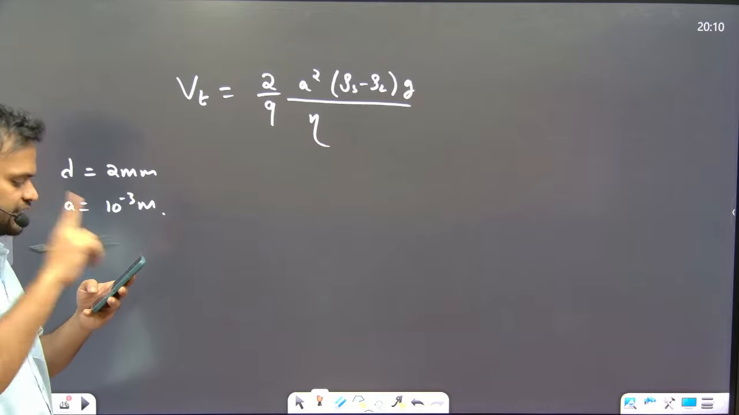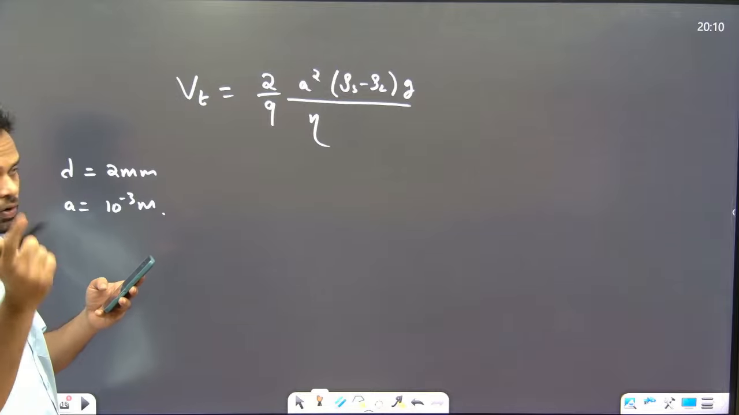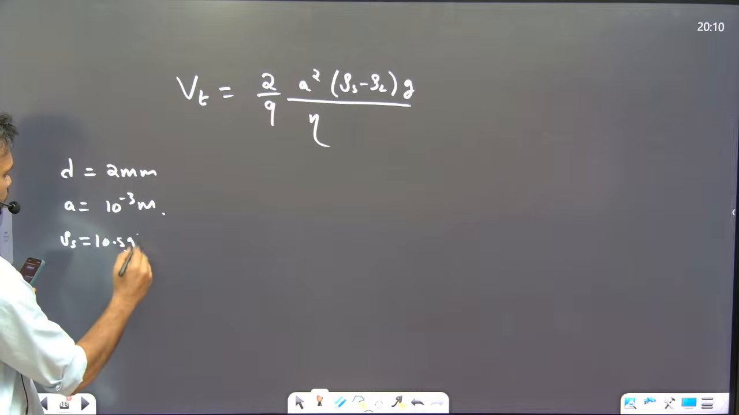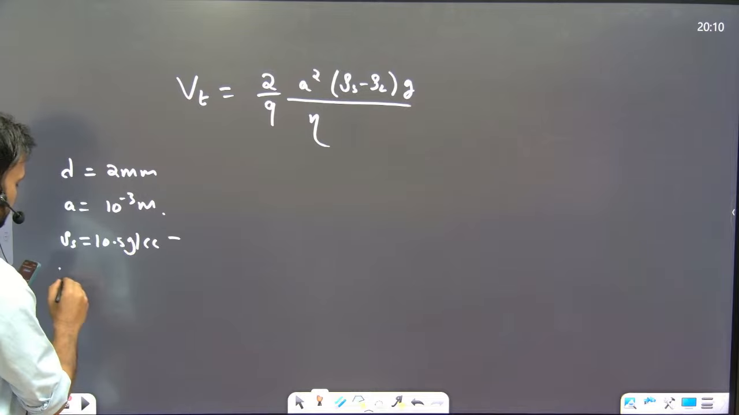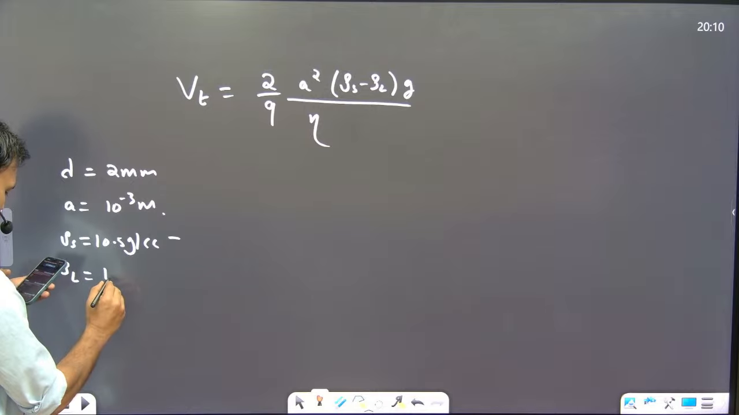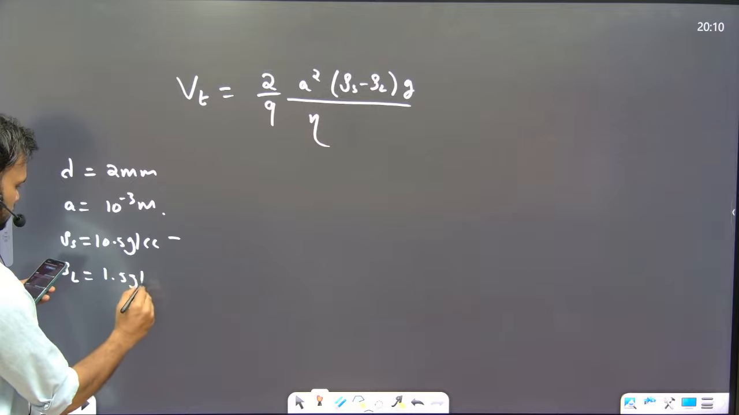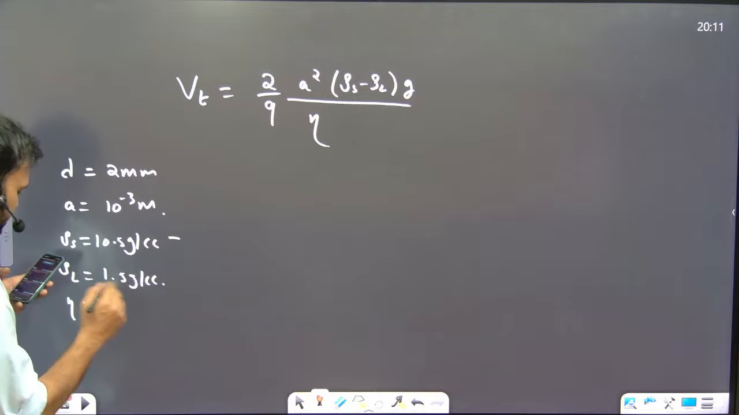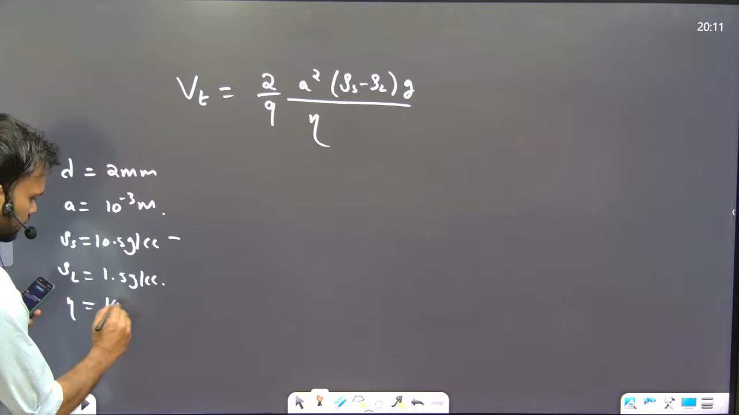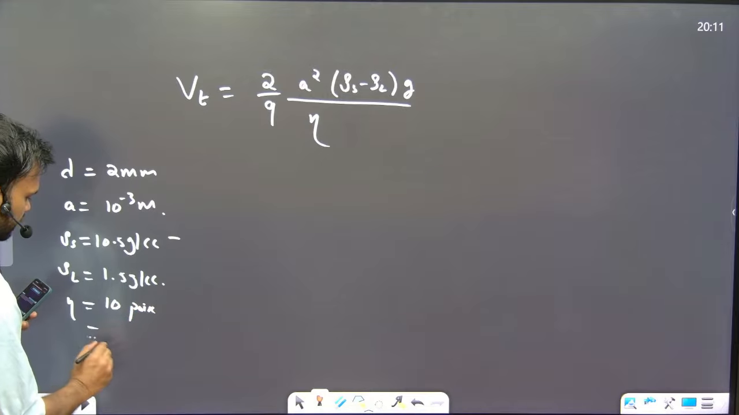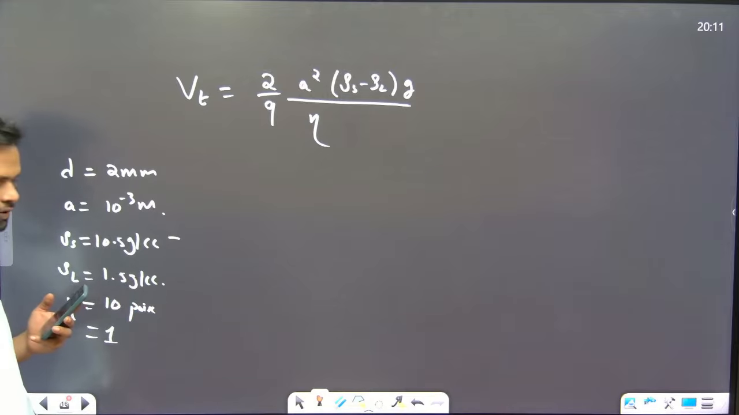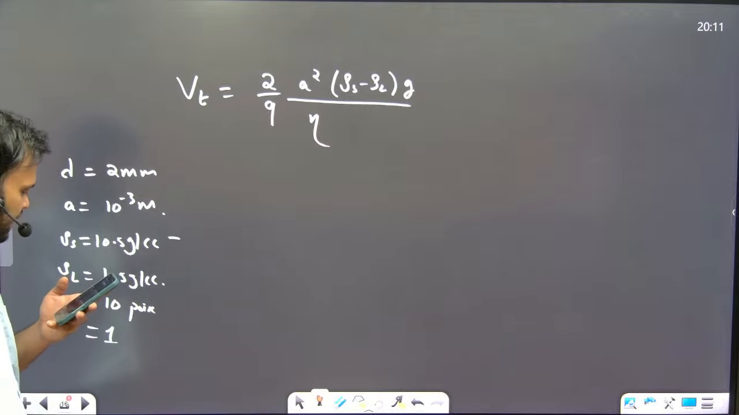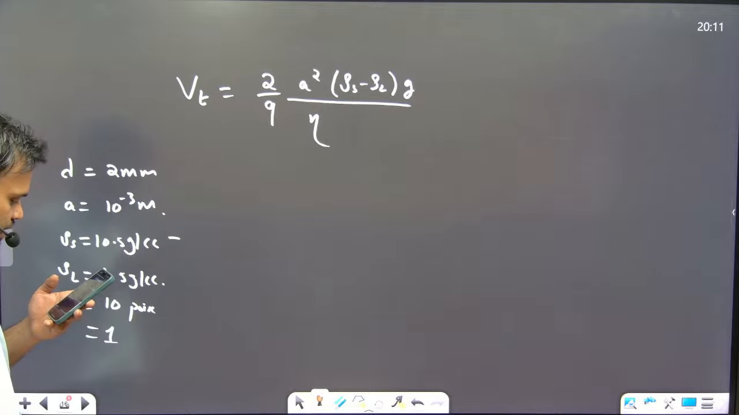Density of solid is 10.5. Density of liquid is 1.5. So density of solid is 10.5 gram per cc. Right? And density of liquid is 1.5 gram per cc. And then what is given? Viscosity is 10 poise. So you have to convert the poise. Poise is not an SI unit. So 10 poise, which will be 1. Right? Every 10 poise will be equal to what? 1. While magnitude is 1. So if I write this, we have enough data.